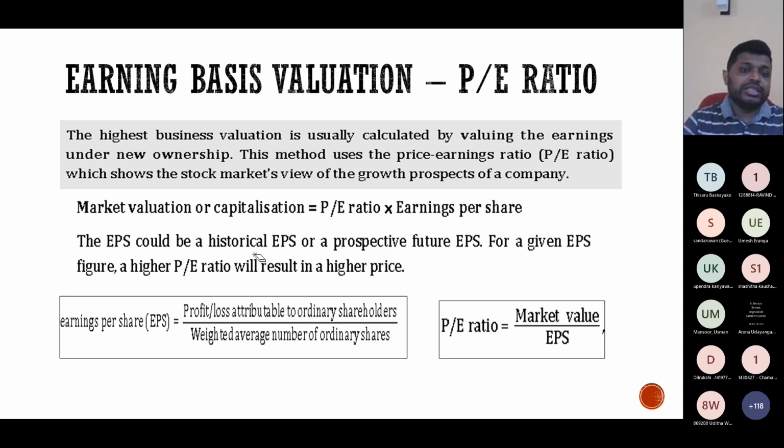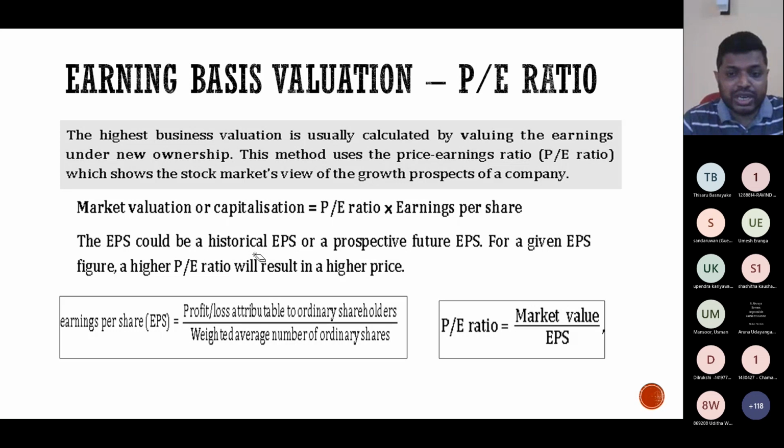The next one is earning based valuation. Then you can calculate the PE based valuation, price earning ratio based valuation. Then you can determine what is the market price of the share. The highest business valuation is usually by valuing the earnings under new ownership. This method uses the price earning ratio, which shows the stock market's view of the growth prospects of a company.